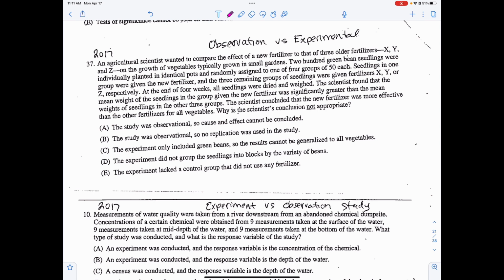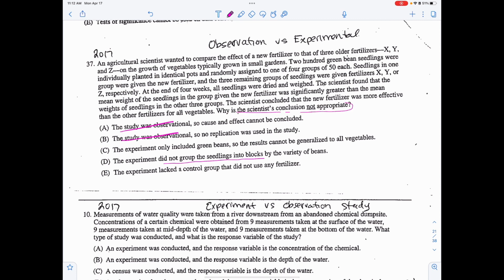All right, so this one is asking for generalization. What conclusion is not appropriate? If I read through the problem, I'm going to notice, first of all, that this is not observational. This was actually an experiment. You look at it, they're manipulating it. And it says they were divided into blocks by a variety of means.